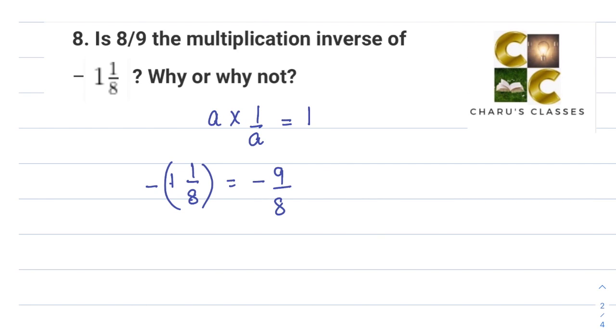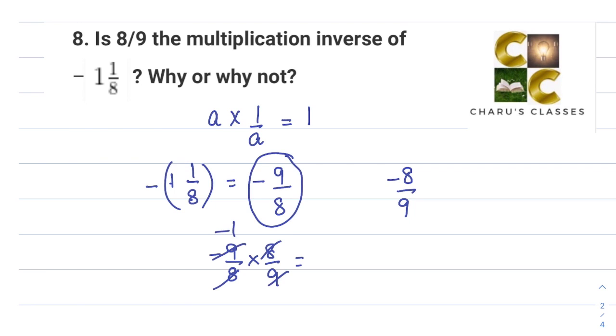And the question is, is 8 by 9 the multiplicative inverse of this? यहाँ पे एक negative number है, इसका multiplicative inverse is also going to be negative and it's going to be minus 8 by 9, not 8 by 9. So here the correct answer is 8 by 9 is not the multiplicative inverse of minus 1 by 8. Why not? So you can always write, because minus 9 by 8 multiplied by 8 by 9, if we multiply we are getting the answer as -1 and not as 1.